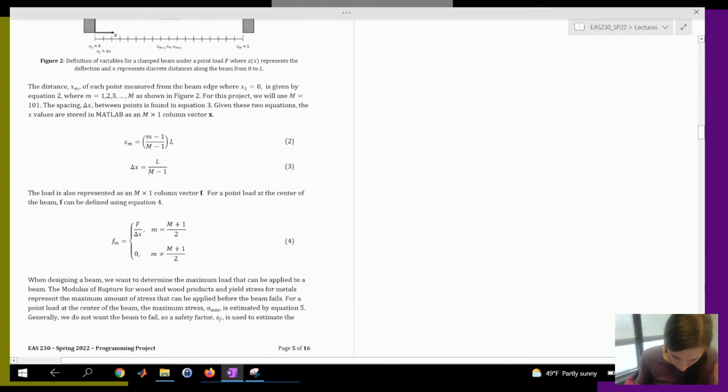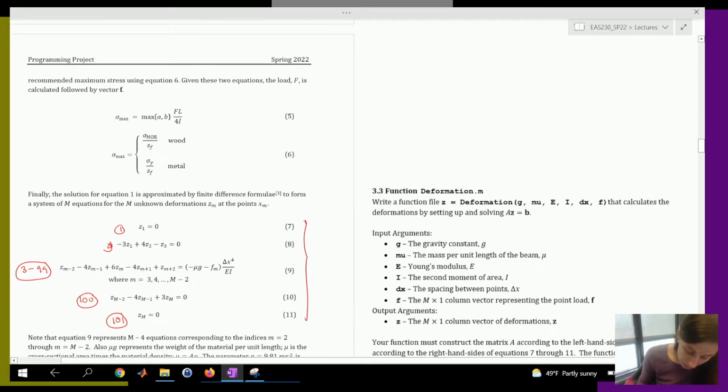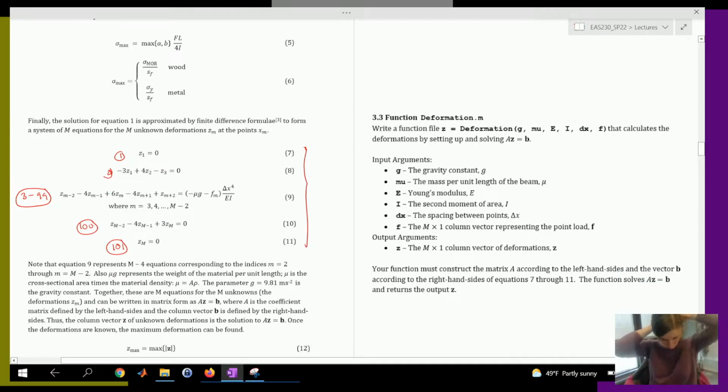It says that up here: for this project, we will use m equal to 101. So in reality, this is 101 equations. This is your first equation, second equation, second to last, and last. Those are the easy ones. This one, essentially plug in m of 3 to 199.